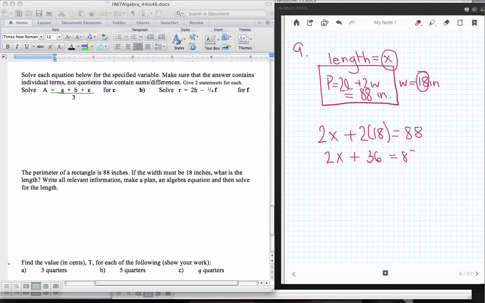So now I have 2 times 18, which is 36, and then 2x plus 36 is equal to 88. Now I'm going to go ahead and move the 36 away from the x, just solving an algebraic equation. 2x is equal to, and that's 52, and then I'll divide, and that gives me x is equal to, 2 goes into 5 2 times, with 1 left over, 2 goes into 12 6 times. So my x, which is my length, is equal to 26 inches. And that's the answer that I need. The length is 26 inches.